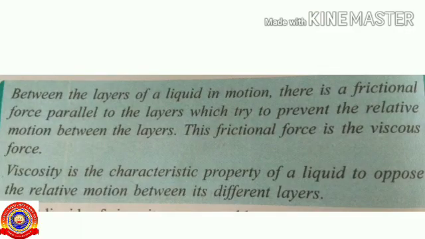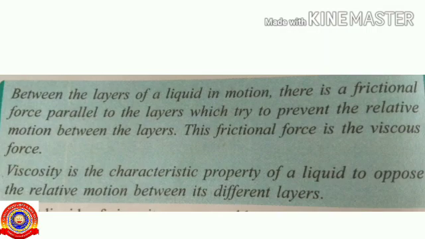Let's see what is viscous force. Between the layers of a liquid in motion, there is a frictional force parallel to the layers which tries to prevent the relative motion between the layers. This frictional force is the viscous force. And the characteristic property of a liquid to oppose the relative motion between its different layers is called viscosity. While comparing the flow of water and kerosene, kerosene flows faster than water.